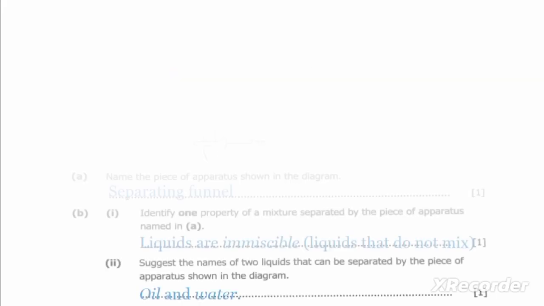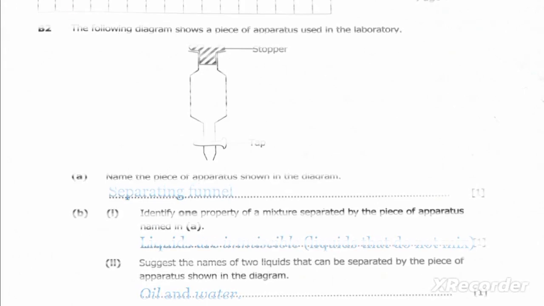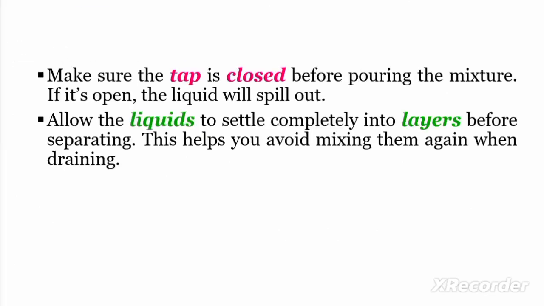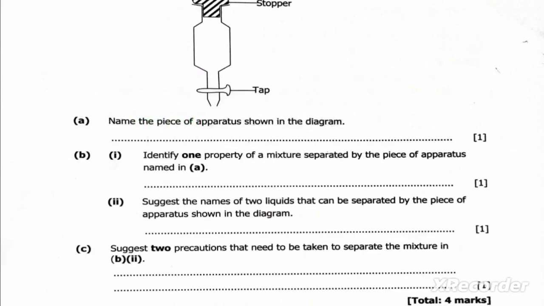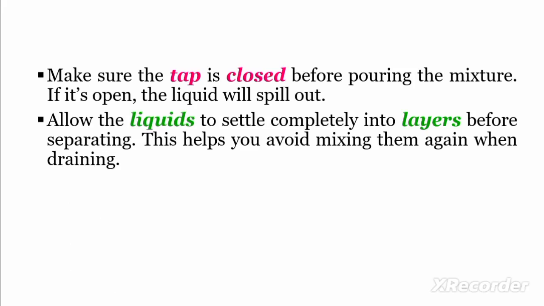Let us move to the next question, which is question C. Suggest two precautions that need to be taken to separate the mixture in B Roman numeral 2. So the two precautions that need to be taken when separating mixtures using a separating funnel.